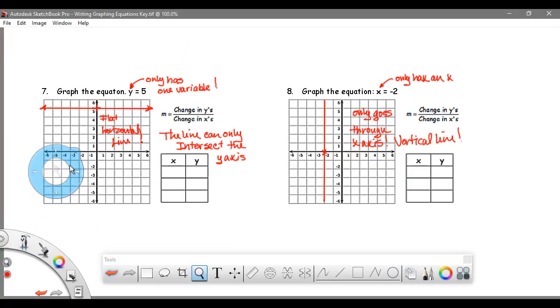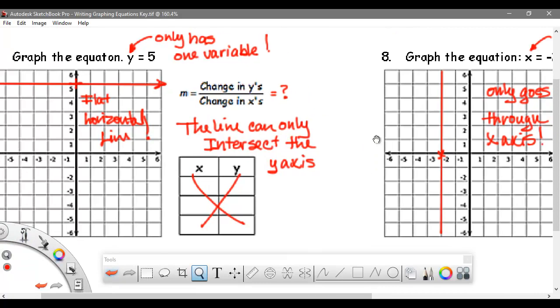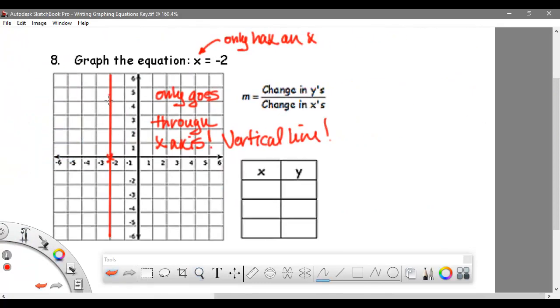Okay, these last two problems, I've already got the work done for them because there's really no math to do. When you have an equation that only has one variable in it, what you've got to understand is that the equation can only go through the axis that has a variable for it. So this one can only go through the y-axis. That means it has to be a flat line, a horizontal line. If it's a slanted line, it has to go through both axes. As far as the slope, we haven't really talked about what type of slope this is. And as far as using the table, the table is kind of useless on these types of lines.